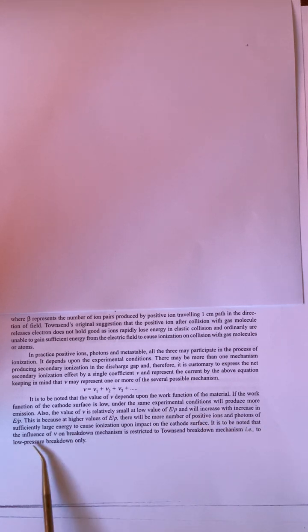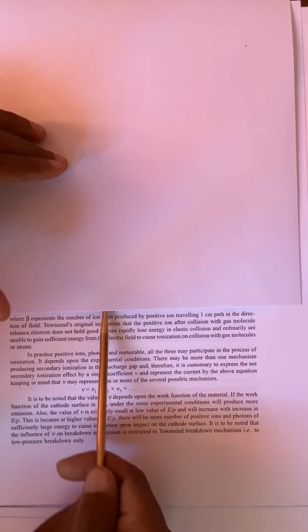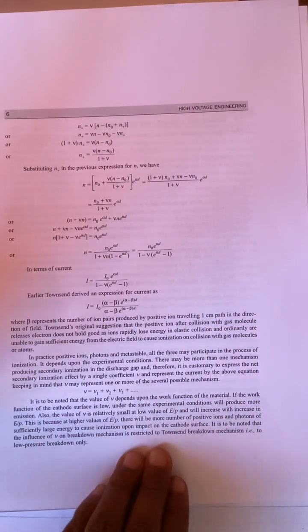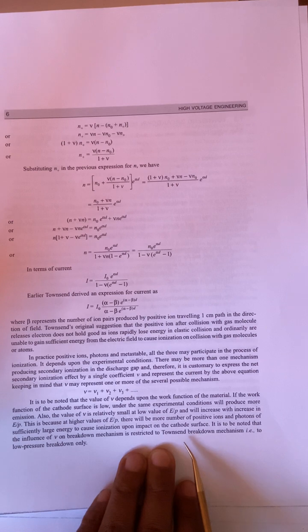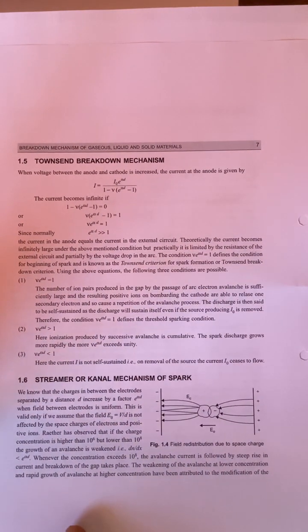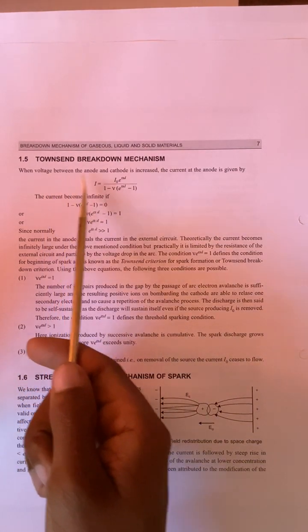It is to be noted that the influence of V on breakdown mechanism is restricted to Townsend's breakdown mechanism, an example being low pressure breakdowns only. Earlier on we did touch on pressure. Now here they tell us that it is restricted to Townsend's breakdown mechanism, and Townsend's breakdown mechanism means low pressure breakdowns only. Okay, right. So we are going to stop here, and for the next topic, we'll talk about the Townsend breakdown mechanism.